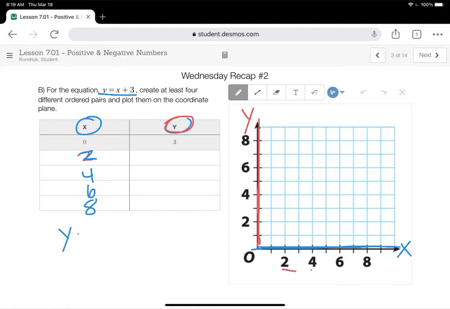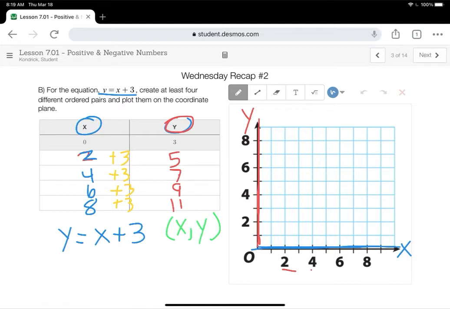Well, if I know my equation is x plus 3, all I have to do is add 3 to my x each time and that would give me my y value. So in this case, if I had 2 plus 3 would give me 5. 4 plus 3 would give me 7, 9, and 11. So how do I graph these different points? Well, remember we have ordered pairs, which is where I take my x value first and my y value second.